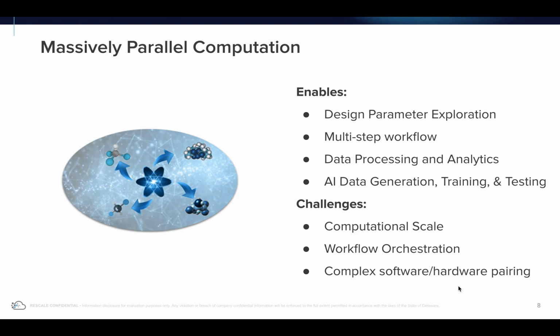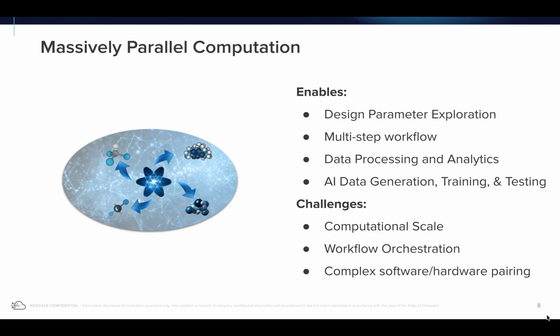Data processing and analytics. This could be from image processing to statistical sampling of large data sets, where you want to span that out over hundreds of processors. And then finally, data generation for training and testing machine learning models, running your physics simulation hundreds of times over a design space to produce training data for an AI model.